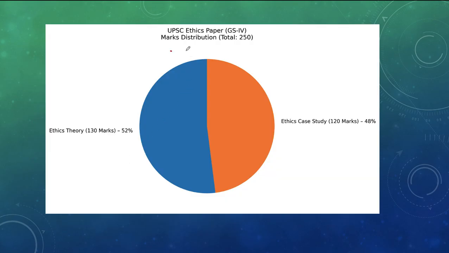Let's now work upon the marks distribution. UPSC Ethics GS Paper 4, we know two segments are there, Section A and Section B. Section A has the theory component, 13 questions, 130 marks. That comes to around 52% of the total marks distribution, that is 130 out of 250. Ethics case study carries 48% weightage.